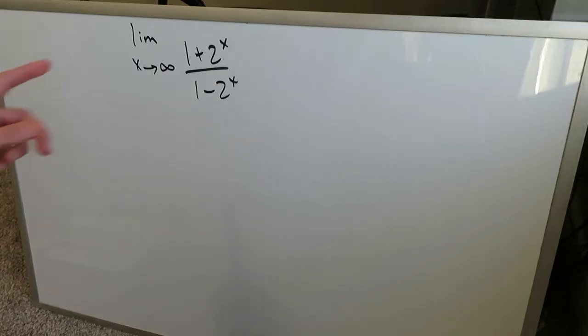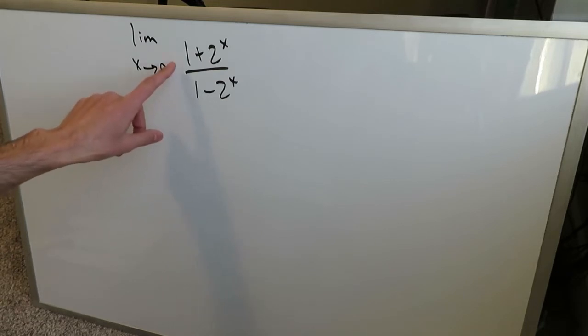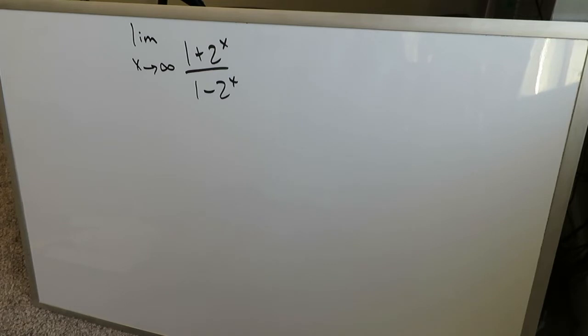So for this question, we're looking at this limit as x approaches infinity of (1 plus 2 to the power of x) divided by (1 minus 2 to the power of x). Our first determination should be whether we are dealing with an indeterminate form, and you can roughly think about it by plugging in infinity.